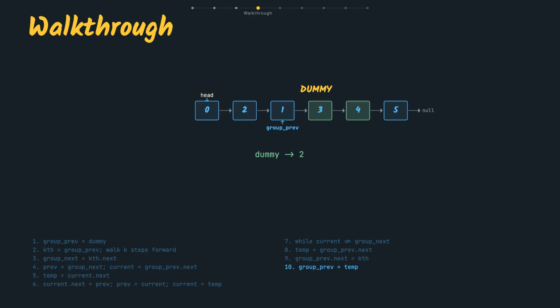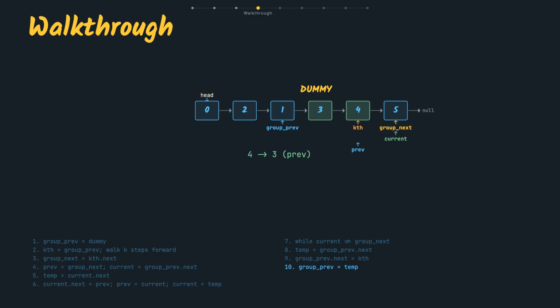Second group. From group prev at node 1, walk 2 steps, node 3, then node 4. Kth is node 4, group next is node 5. Prev starts at node 5, current at node 3, the group head. Save node 3's next, node 4. Point node 3 at 5, prev to 3, current to 4.